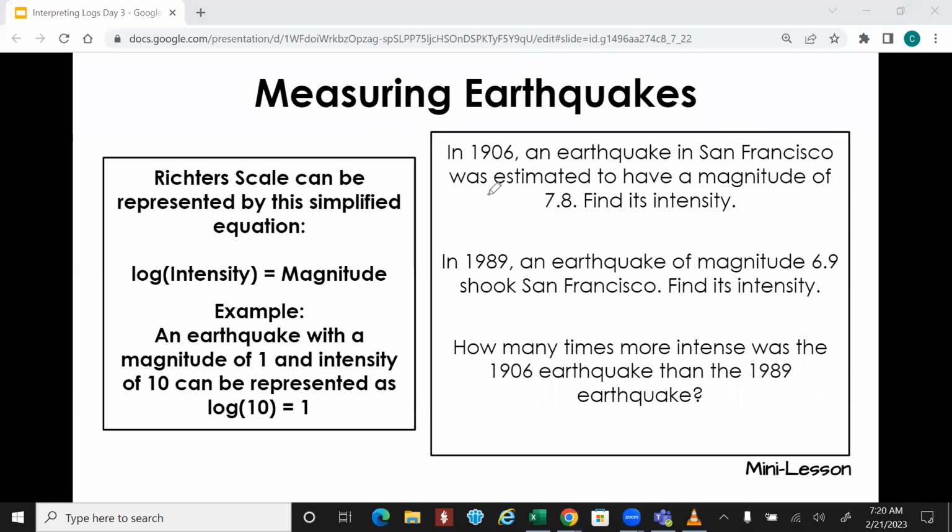Okay, so over here, we have in 1906, an earthquake in San Francisco was estimated to have a magnitude of 7.8, and we want to find its intensity. So we're going to take this equation and substitute in the magnitude of 7.8. We're going to say log of intensity equals 7.8.